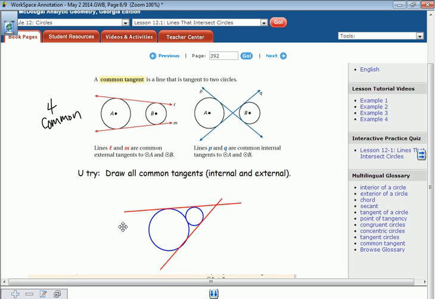Is that all of them? No, there's one that also goes right down the middle here. So I found 3. These 2 circles have 3 common tangents: 2 external and 1 internal.